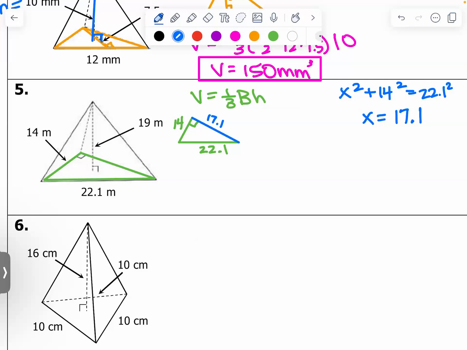So when we find the volume, we're going to take 1/3 area of the base. Oh, shoot. Did we figure out the height of the pyramid? Do we know it? It's 19. Okay. So 19 is the height of our pyramid. So when we talk about the area of the base, we have a triangle. So 1/2 times 14 times 17.1.